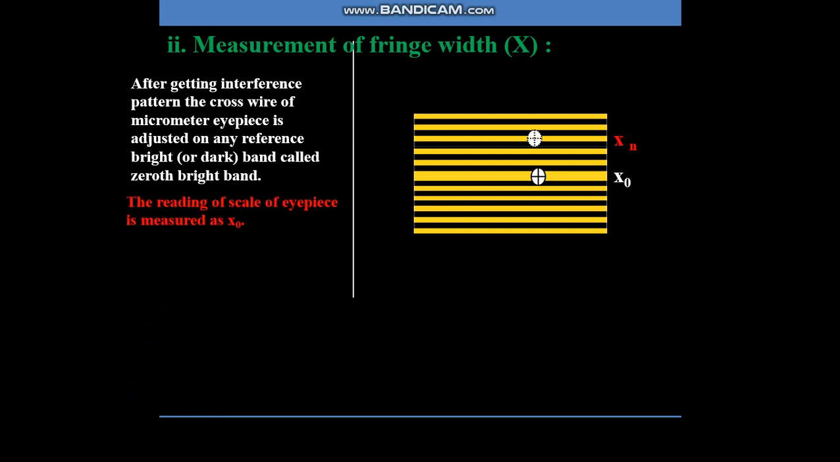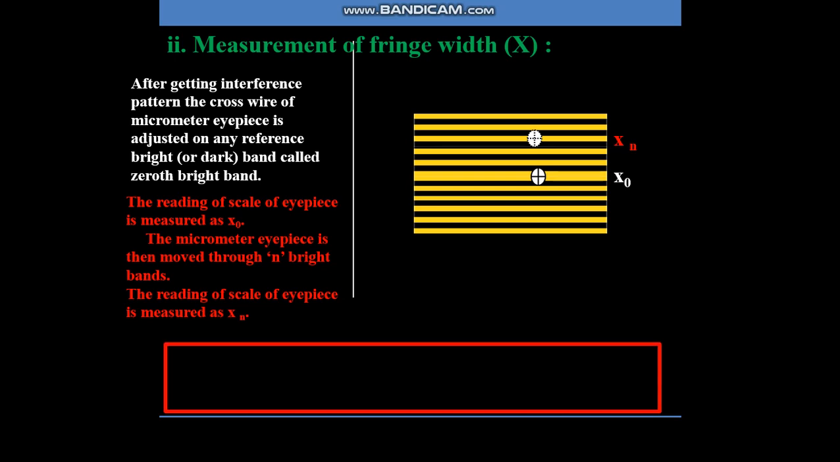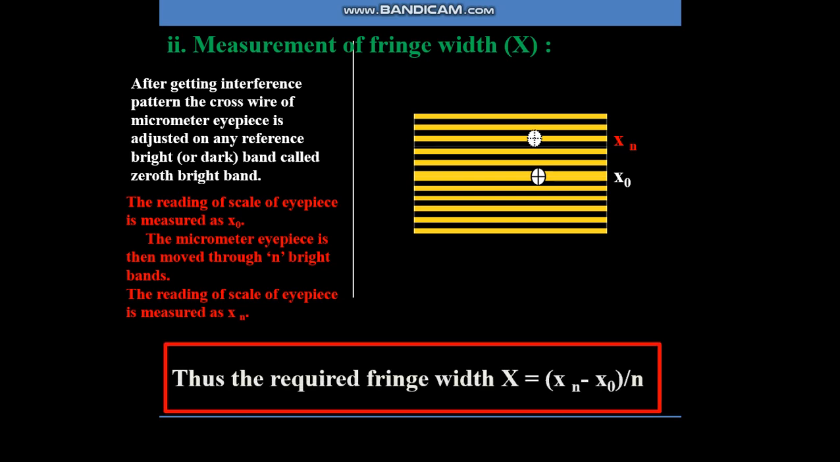Now we consider Xn. The reading of the scale of the eyepiece is measured as X naught. The micrometer eyepiece is then moved through n bright bands. The reading of the scale of the eyepiece is measured as Xn. Therefore, we subtract Xn minus X naught to get the fringe width. Capital X is equal to Xn minus X naught upon n.